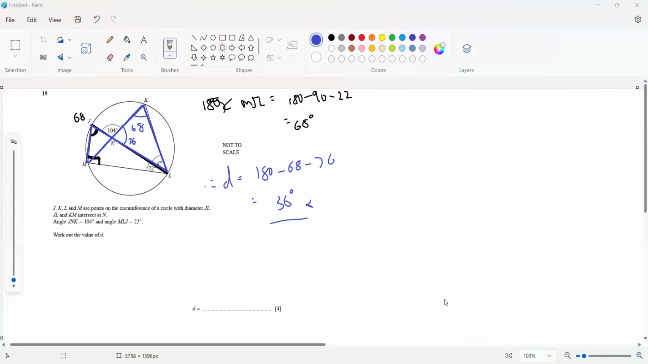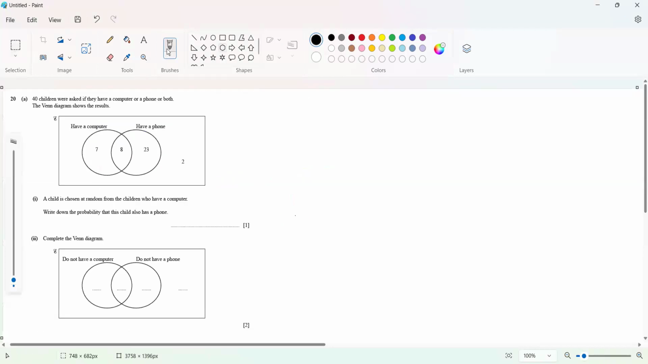So moving on to 20A. It's a Venn diagram question for number 20. We have 40 children who were asked if they have a computer or a phone or both. The Venn diagram shows the results. A child is chosen at random from the children who have a computer. So that means our focus area is here. Write down the probability that the child also has a phone. In other words, you're looking at this. So it's just 8 over 15, because 7 plus 8 is 15 as the total.